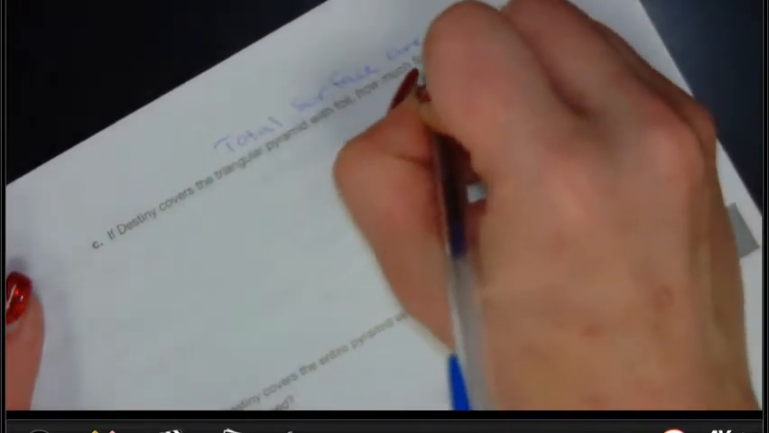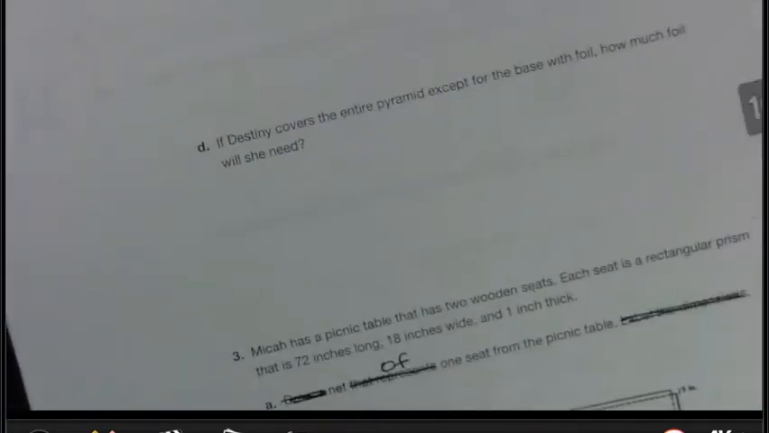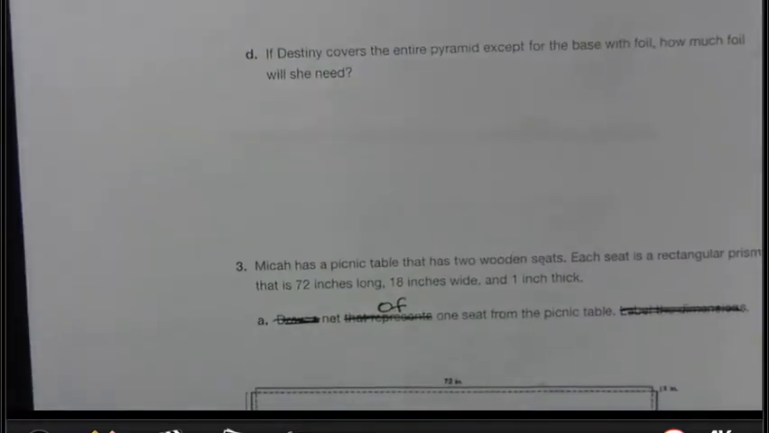All right, looking at the next one, okay, letter C. If Destiny covers the triangular pyramid with foil, how much foil will she need? Okay, let it focus back in. So how much foil is she going to need? So if I take something and I'm wrapping it all over with foil, how much foil am I going to need? So what am I finding? Sounds like I'm going to find the total surface area. Okay, I'm finding the total surface area. Let me see if I can get that fixed. There we go.